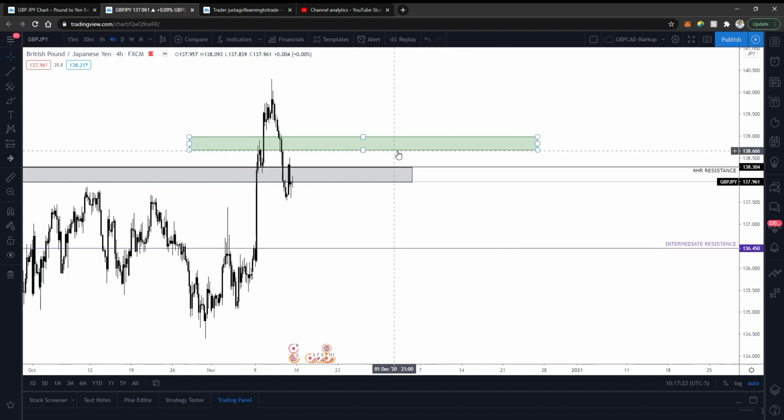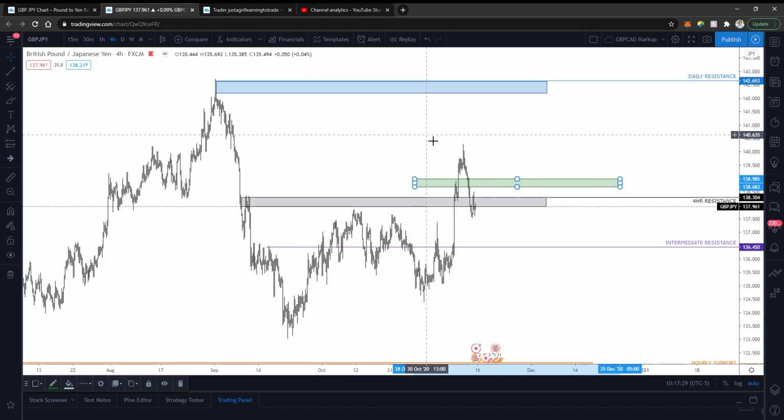So this was here. Let me see. Okay. So what you do, even on the smaller time frames, like on that last video, what I did was I measured from the swing high, which would be here.